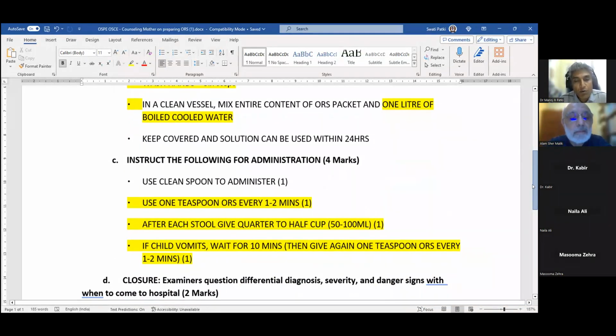The third component is instructing how to administer. It has 4 steps. Use a clean spoon for administering, 1 mark. Second, use 1 teaspoon every 1 to 2 minutes. Third, after each stool, give a quarter or half a cup, which is equivalent to 50 to 100 ml of the solution. Fourth, if the child vomits, wait for 10 minutes and then again give 1 teaspoon of ORS every 1 to 2 minutes.